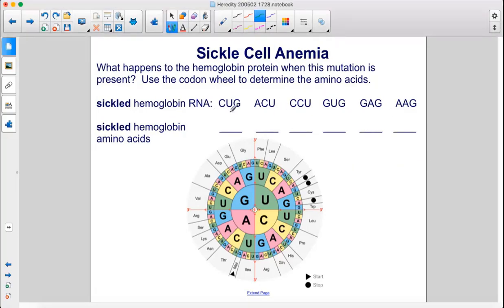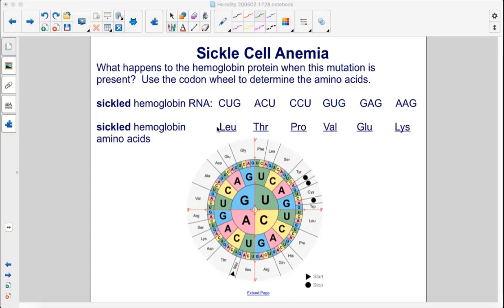Here we have the sickled hemoglobin RNA. This one has changed, so all the rest will be the same, but let's just go through it again. CUG gives us LEU. ACU gives us THR. CCU gives us PRO. Now we have GUG. GUG gives us VAL. GAG gives us GLU, and then AAG gives us LYS. So this one has changed. Here we have the sickled hemoglobin amino acids.